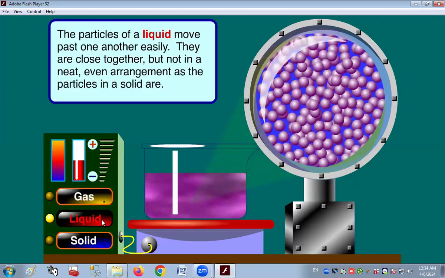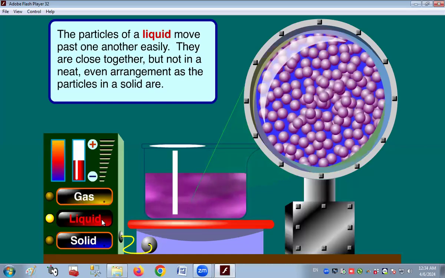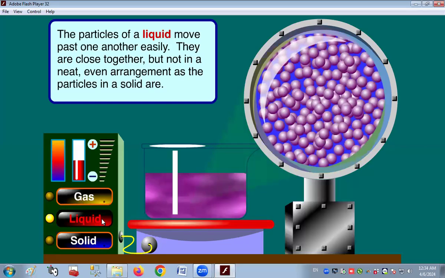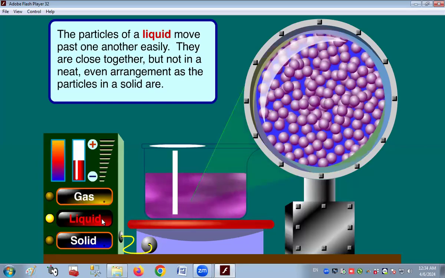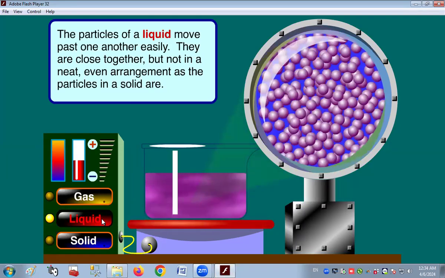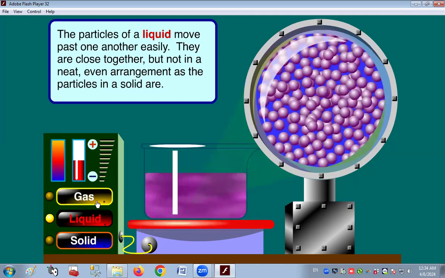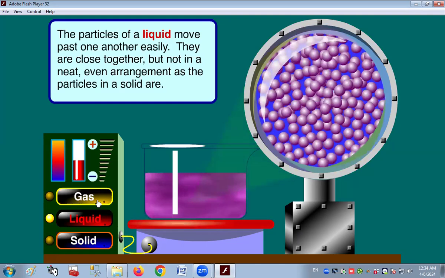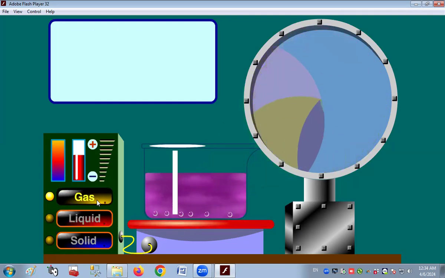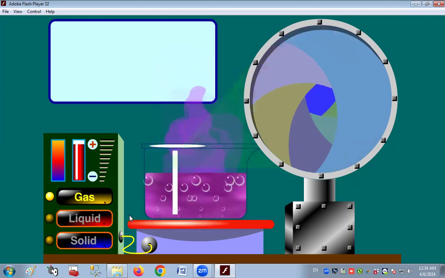Now, in liquid state, they are in the form of bunches, you can see, and they can move past each other. And now they are not regularly arranged. Now, if we increase the temperature a little bit higher, these particles will gain more energy and they will move away from each other and they will turn into gas.